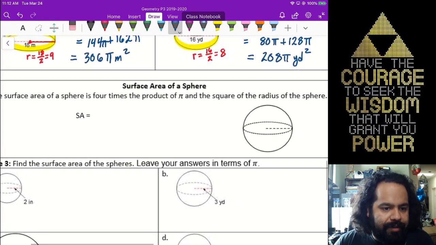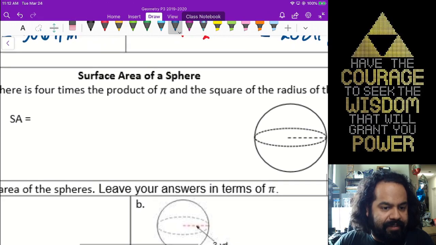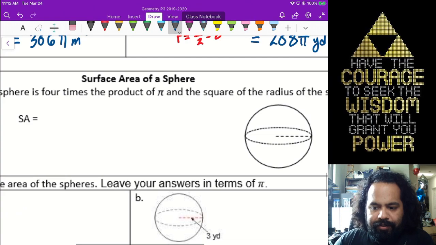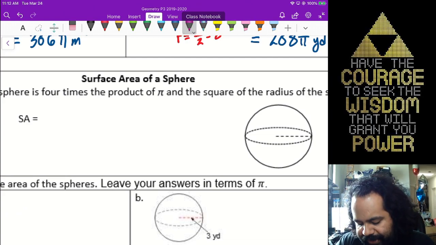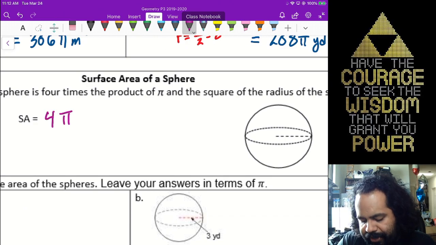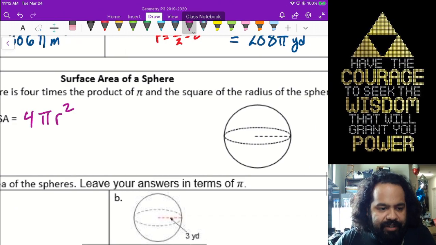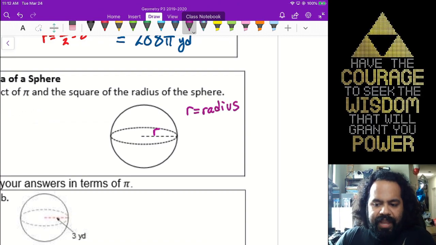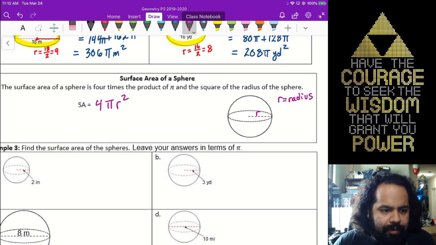All right. Surface area of a sphere: 4 times the product of pi and the square of the radius. Really, if you just remember that a circle's area is pi r squared, you're just finding the area of 4 circles. Super easy. Surface area is 4 pi r squared. And again, just like before, your radius is the distance from the center to the edge. If you're ever given a diameter, just split it in half, and yeah, this one's super easy. We're practically done.